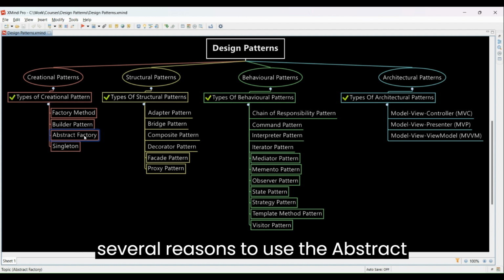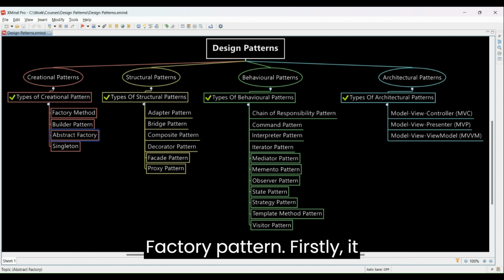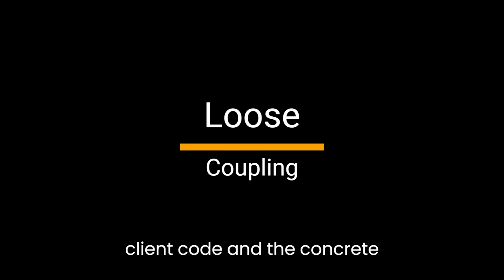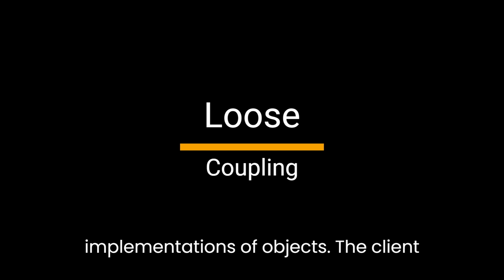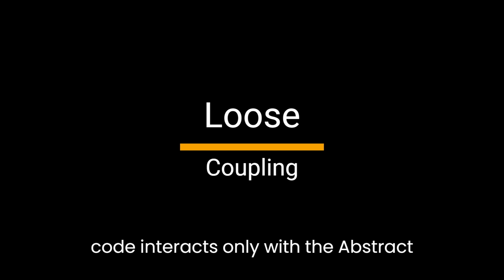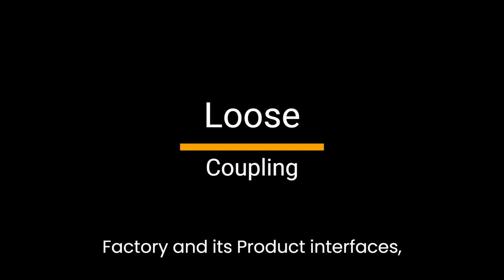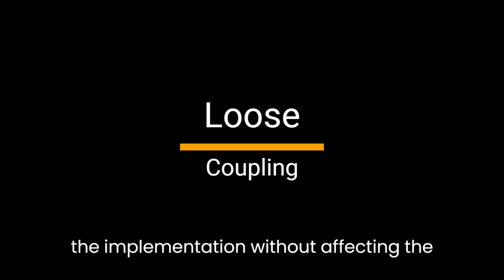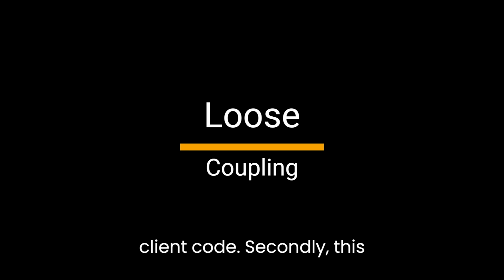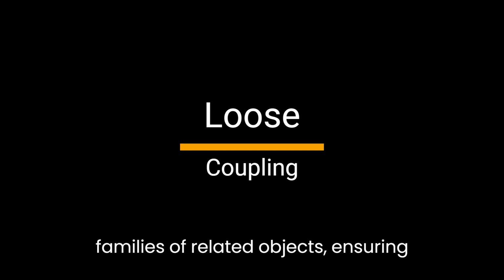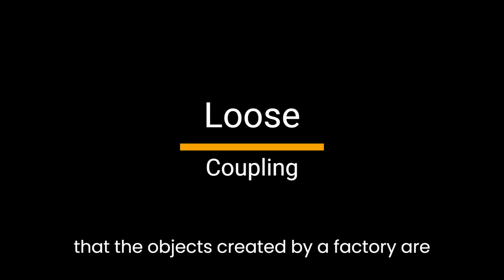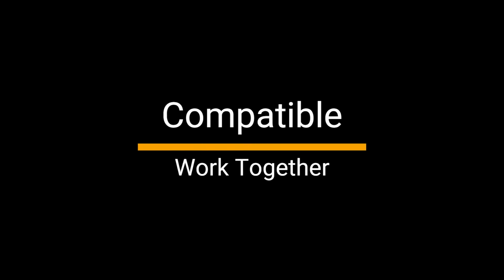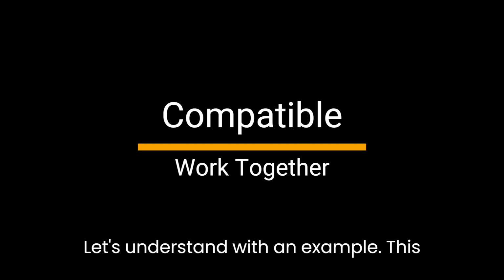There are several reasons to use the Abstract Factory Pattern. Firstly, it promotes loose coupling between the client code and the concrete implementations of objects. The client code interacts only with the abstract factory and its product interfaces, making it easier to maintain and change the implementation without affecting the client code. Secondly, this pattern allows for the creation of families of related objects, ensuring that the objects created by a factory are compatible and work together seamlessly. Let's understand with an example.